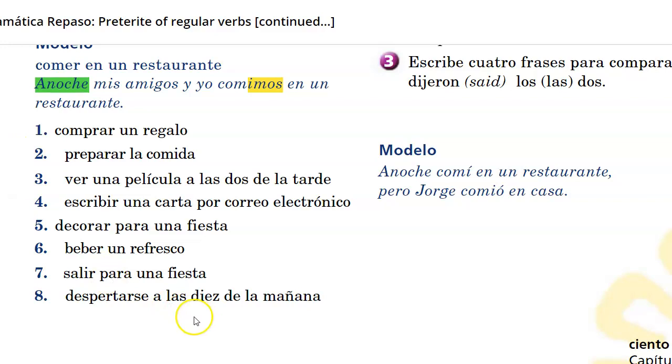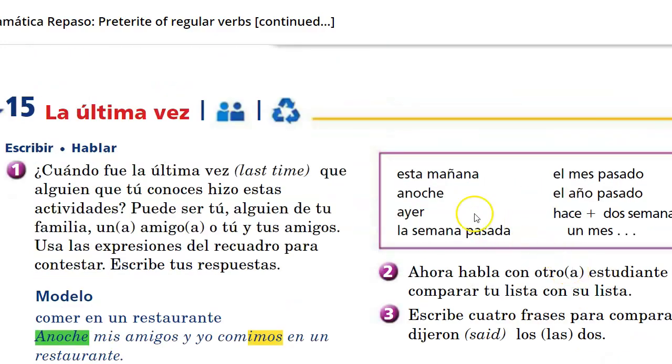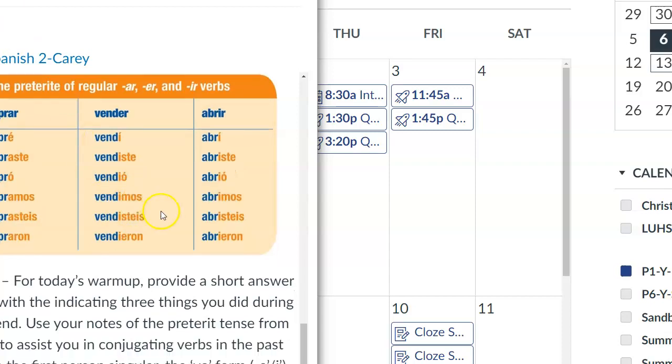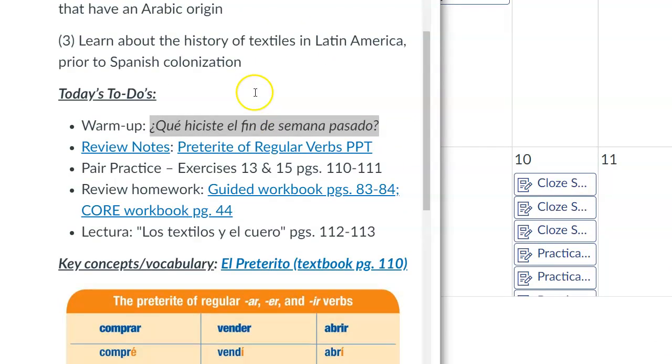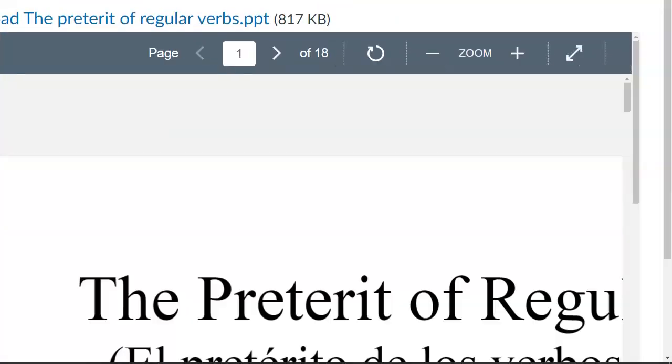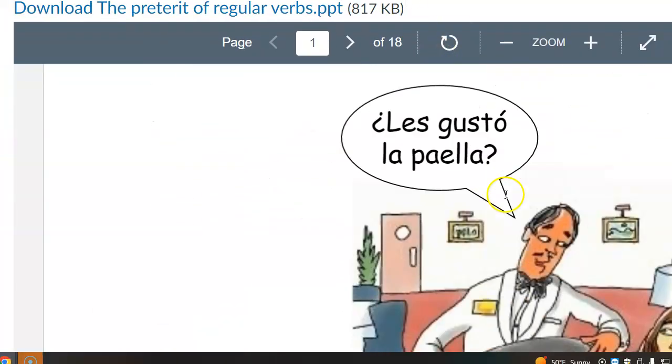Follow that model, conjugate the verbs according to your subject, and then choose at the very beginning or at the end of your sentence, choose one of those markers of time. And then we're going to go over the correct answers, having gone over the first parts of the agenda, the notes. There's a PowerPoint here as well that you guys can go over that we looked at last week.